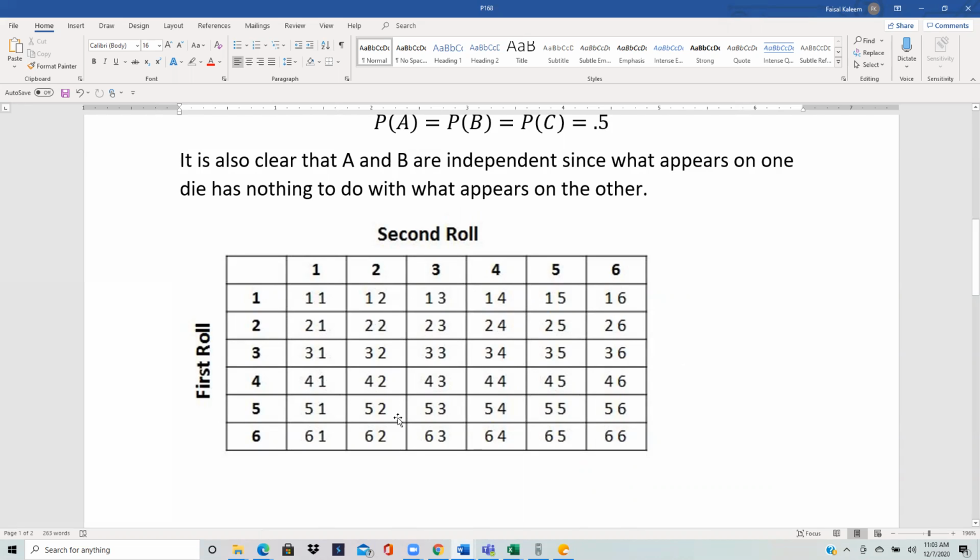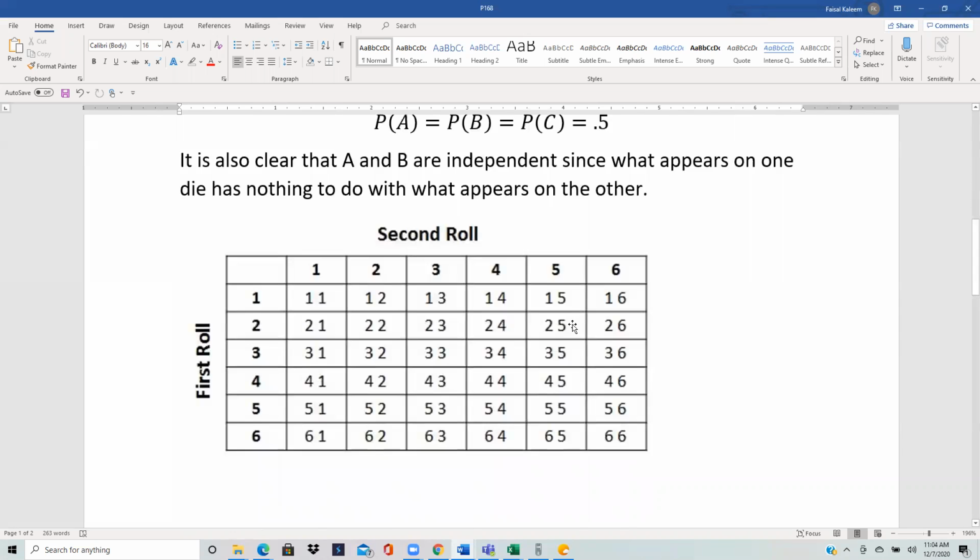So the sum is the C event. C event is the sum being odd. So probability of C is 1/2 as well.